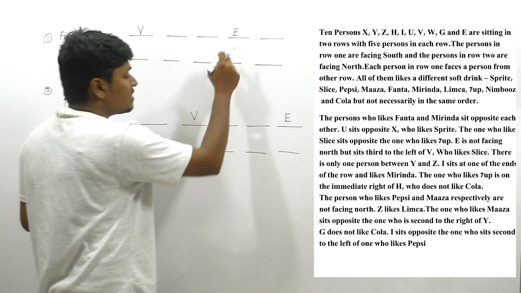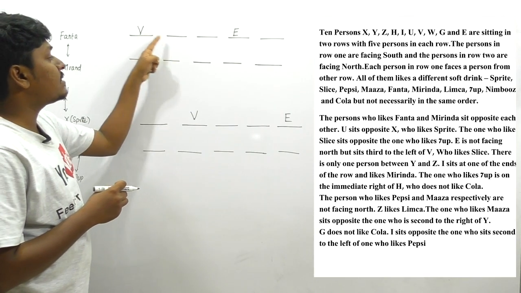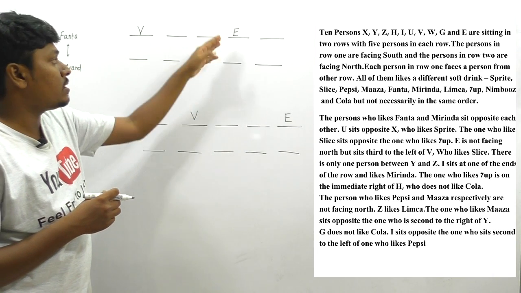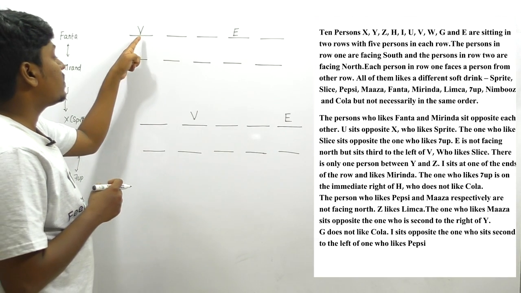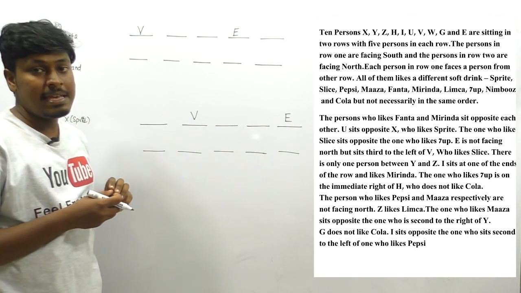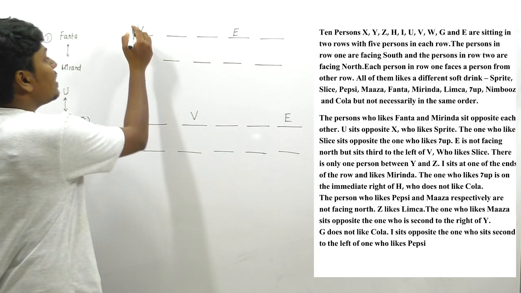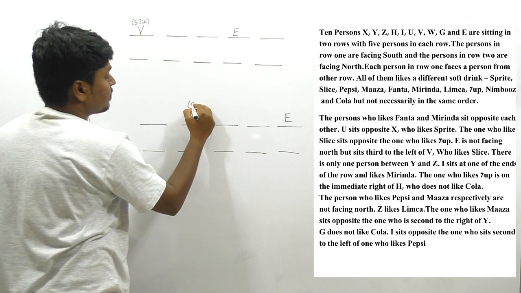Friends, got it? This is condition number 1 and this is condition number 2. In both conditions, E is at the third place to the left of V. That is what they have given: E is not facing north, E is facing south, and sits third to left of V. Who likes Slice? That means V likes Slice. They have given that V is liking Slice.